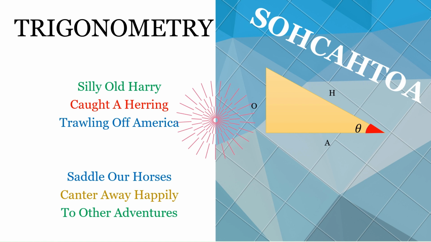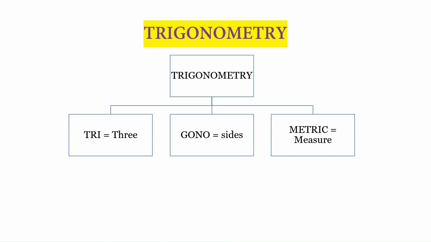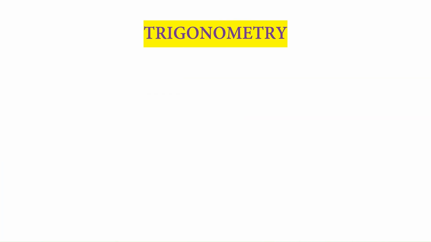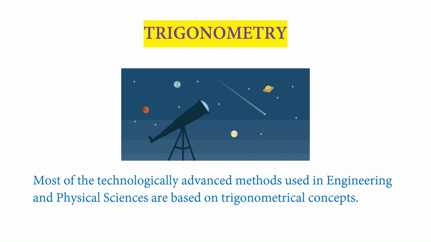Before that, we will look into what trigonometry is and what these ratios are. Trigonometry is a word derived from three different words. Tri means three, gono means sides, metric means measure. So it gives a relationship between the sides and angles of a triangle. With the help of these concepts, in olden days, they used to measure the distance of stars or planets from Earth. Also, most of the technologically advanced methods used in engineering and physical sciences are based on trigonometrical concepts.